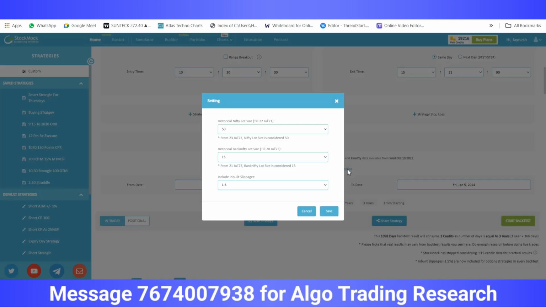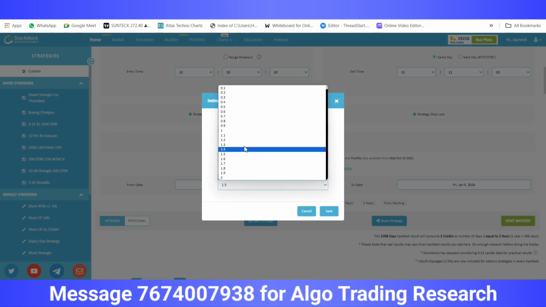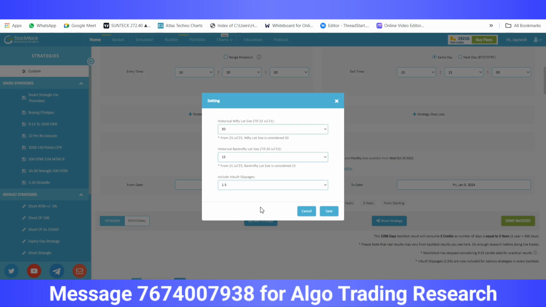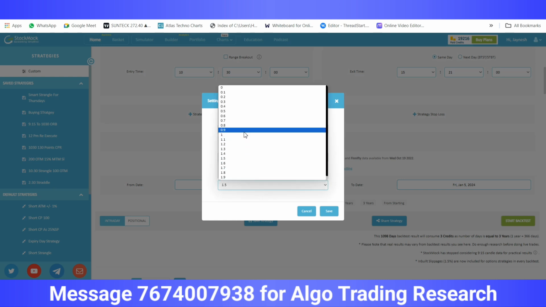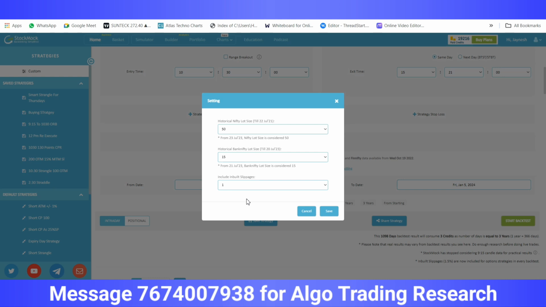Once you click on change setting, here historical Bank Nifty lot size is 15. Include inbuilt slippages. I have kept 1.5% because I trade with a larger number of lots. The more lots you trade in a particular strategy, the more slippage you will get here. So you can keep 1% as inbuilt slippage. This is the first thing.